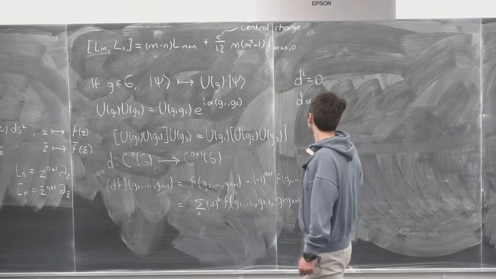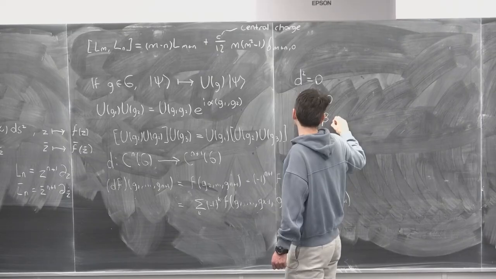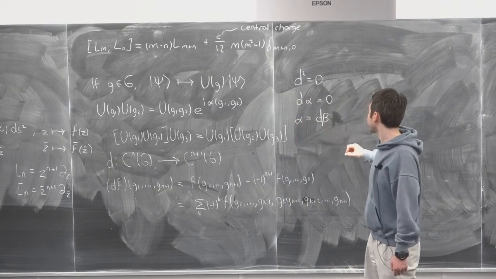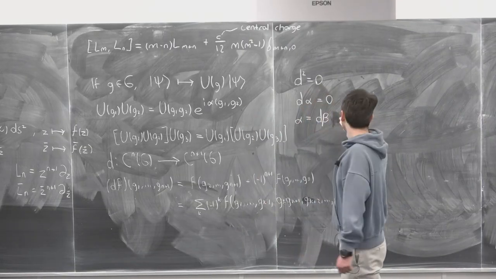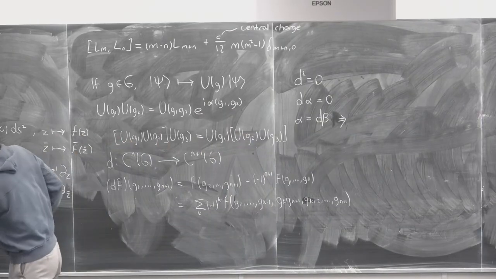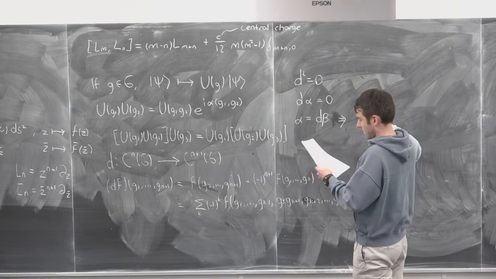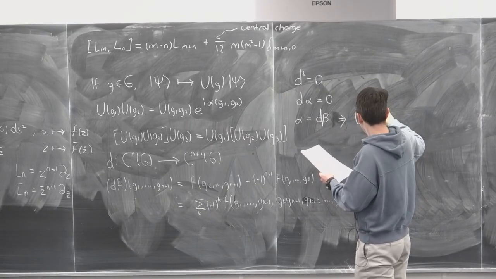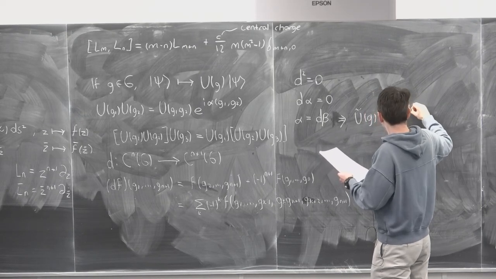And finally, what happens if alpha is exact? What happens if it's equal to D of some beta, which depends on one element? Well, in that case, it turns out that this phase is actually fake. We can remove it by just redefining these unitary transformations with that other phase.